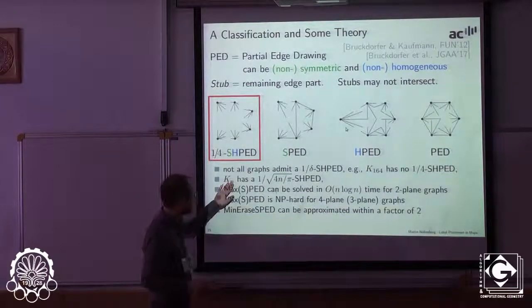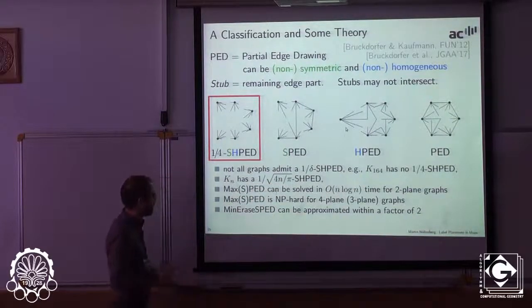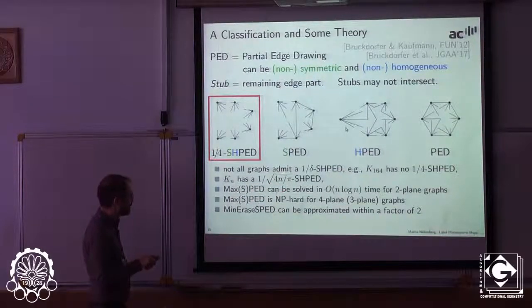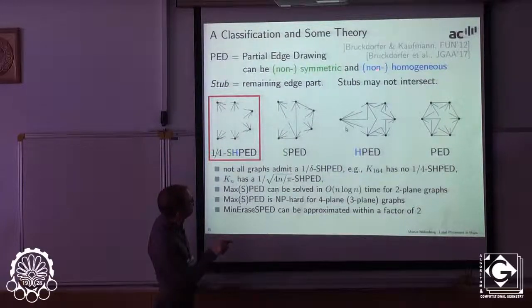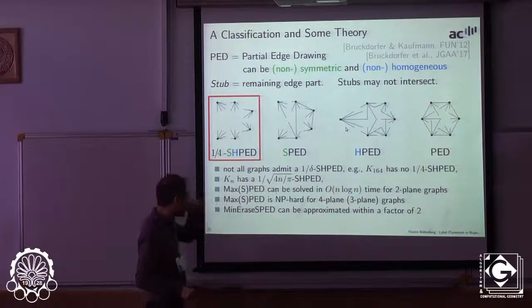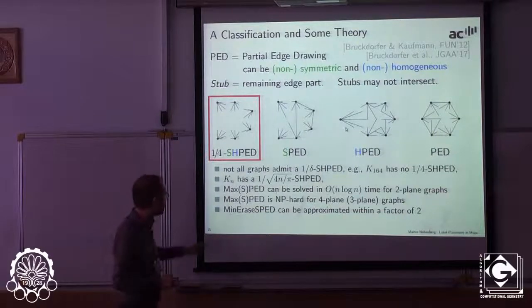If you take Kn and you want to find out what kind of delta we need so that we can draw it, this depends now on the number of vertices. And what has been shown in, I think, the first paper here, was that if you take the square root of 4n divided by pi, then it's always possible. Yeah, so these kinds of results have been studied.